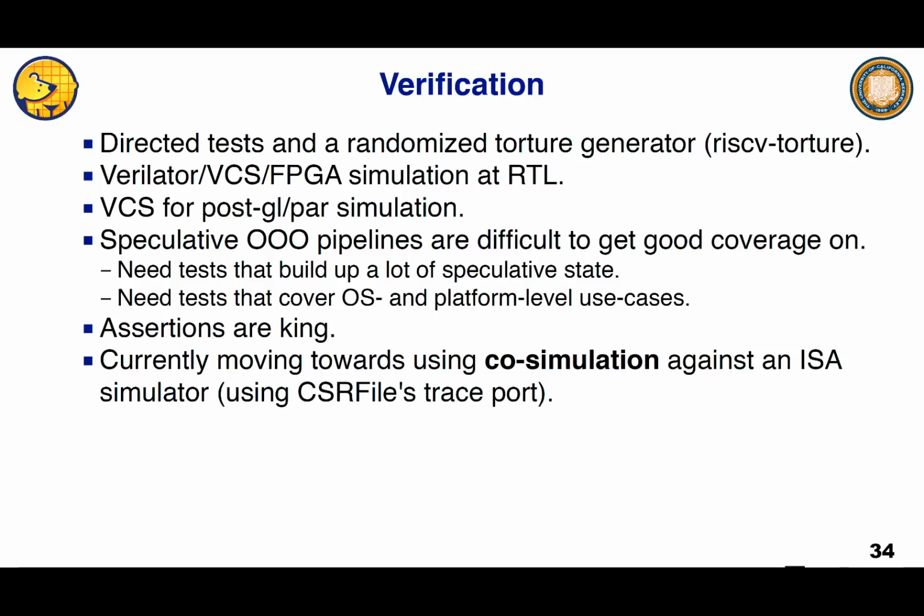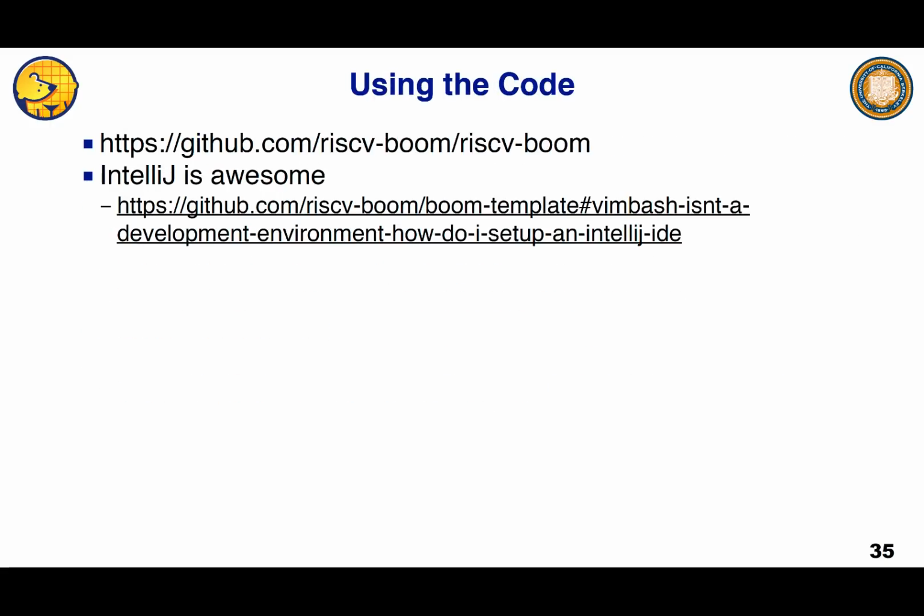Verification is an ongoing story. We use Torture Tester. We use Verilator a lot, sometimes VCS, maybe to get waveforms out. Turns out speculative out-of-order pipelines are really hard to get coverage on, and it's hard for torture testers to hit them very well. So we rely on assertions in the source code. And I think we're in progress of moving towards a co-simulation environment so we can really test against an ISA simulator, because that'll catch a lot of bugs.